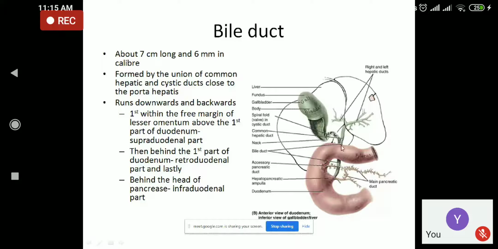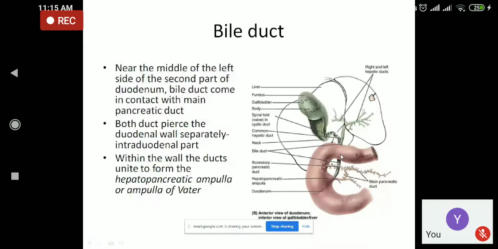As this is 7 centimeter in length, so it has three parts. Near the middle and left side of the second part of the duodenum, this bile duct will come in contact with the main pancreatic duct. Please look at this picture. Bile duct and main pancreatic duct will come to the second part of the duodenum. Both of these ducts will pierce the duodenum separately. They are not combined. They first pierce the duodenum separately. Okay, intraduodenal part, and within the wall of the duodenum they will form the hepatopancreatic ampulla or ampulla of Vater.